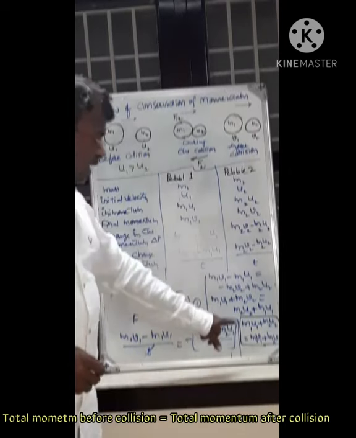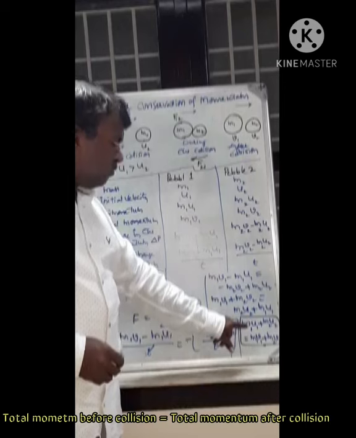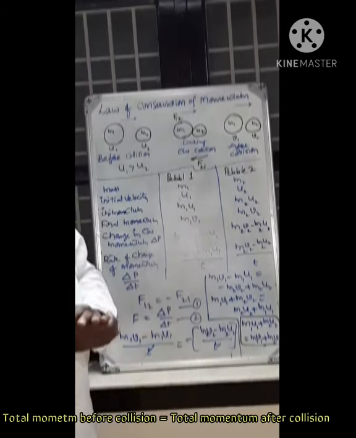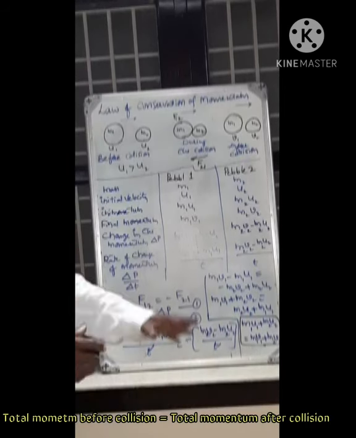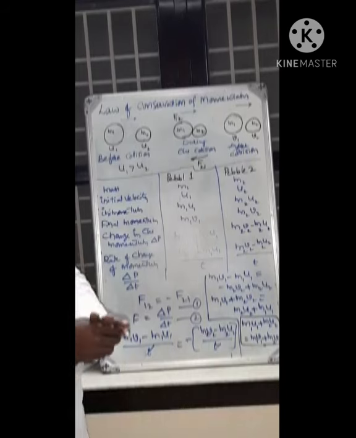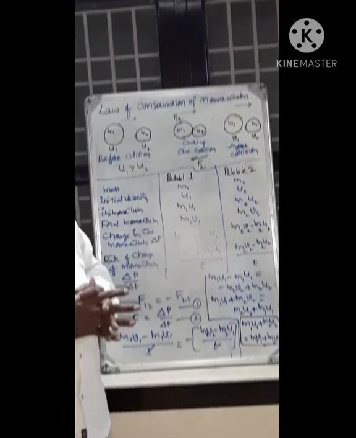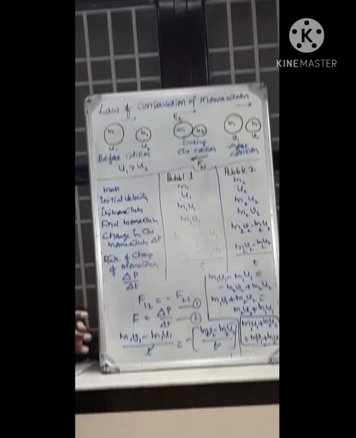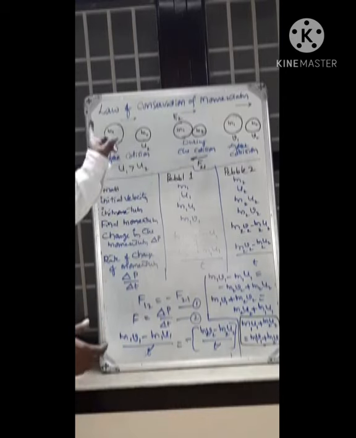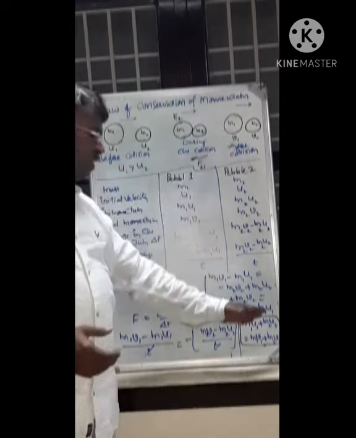So it is clear that before collision and after collision, the momentum is stable. It is unchanged. In other terms, we can say that in a collision of objects, the momentum remains unchanged. The momentum is conserved. So this is the law of conservation of momentum.